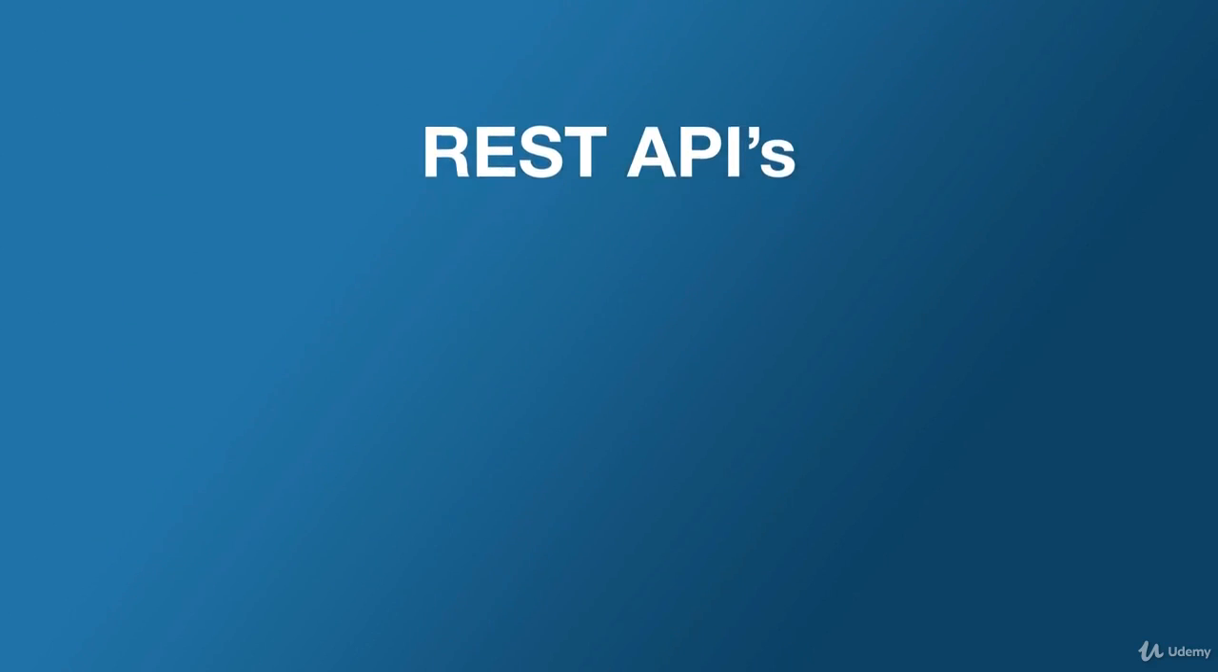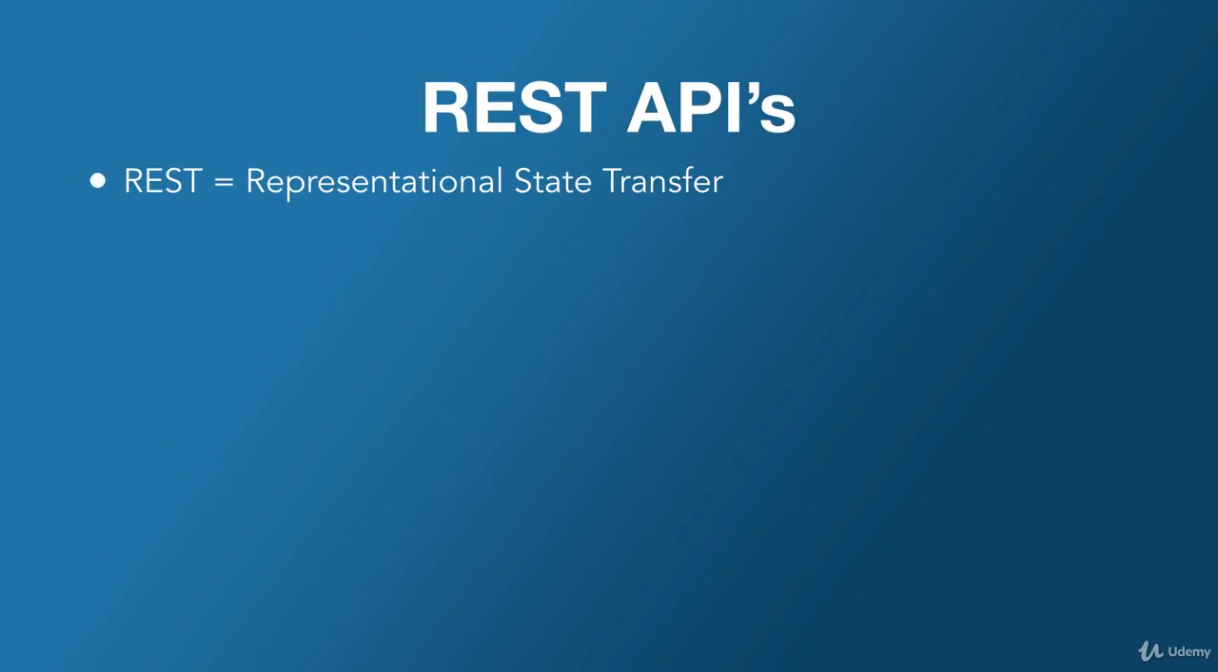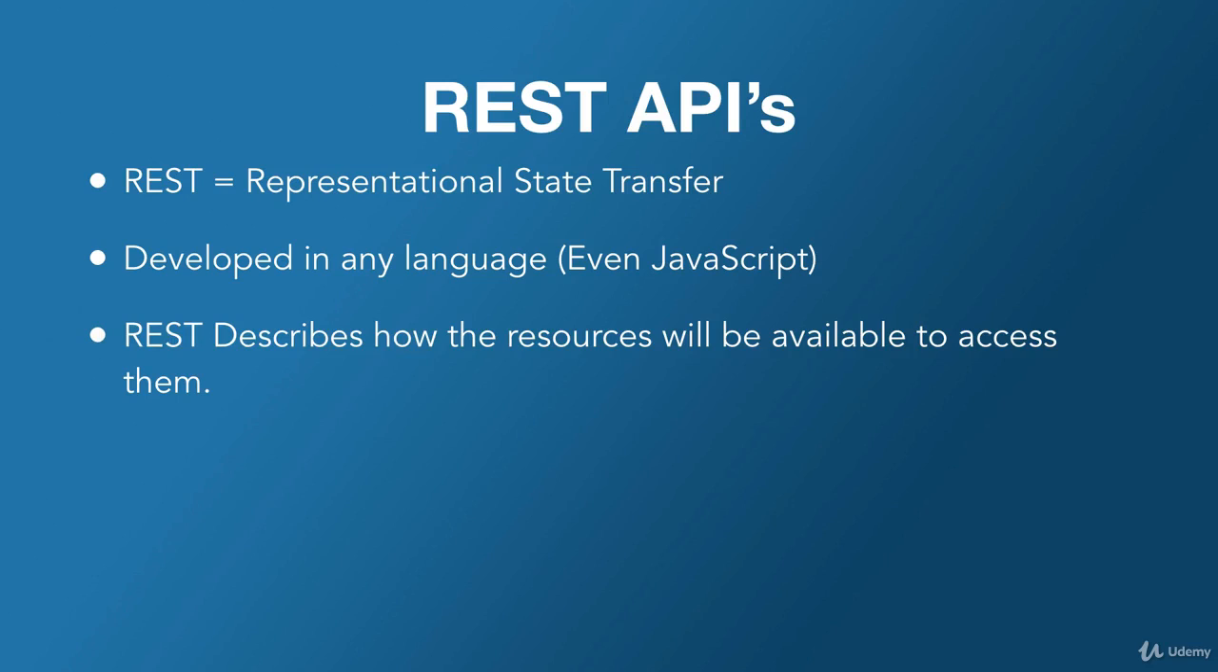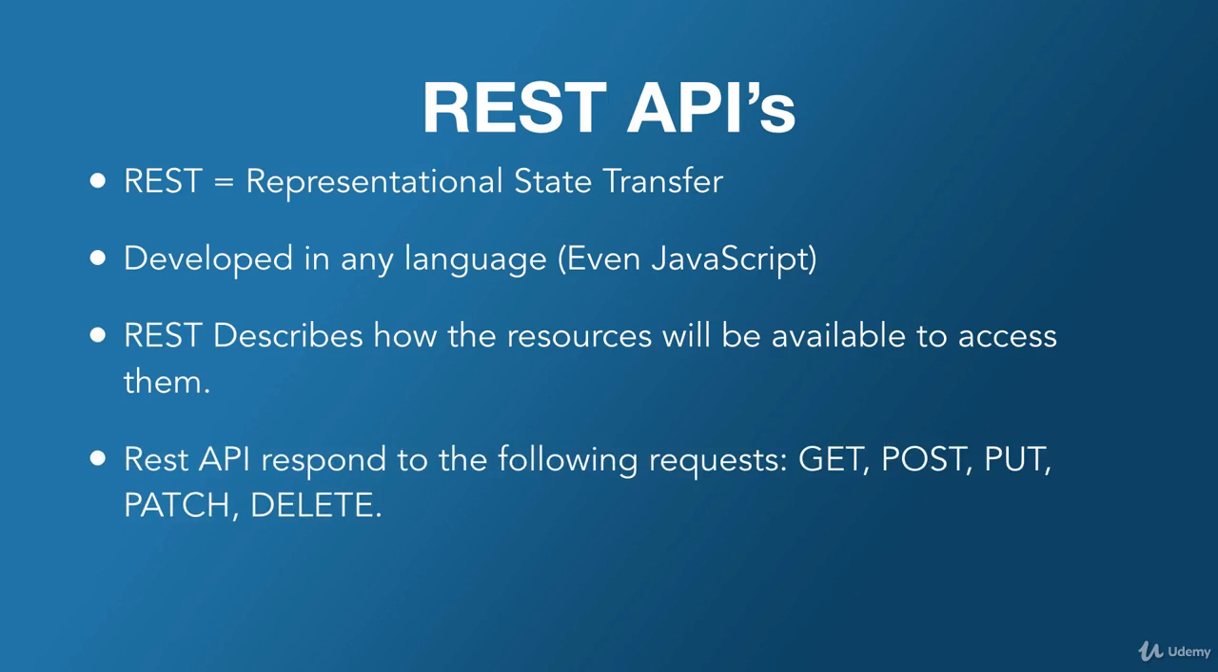So then, on the other hand, we have REST APIs. REST is representational state transfer. A REST API can be developed in any language. Even JavaScript, you can develop a REST API. It will describe how the resources are going to be available and how you are going to access them. A REST API must respond to the following requests: GET, POST, PUT, PATCH, and DELETE.